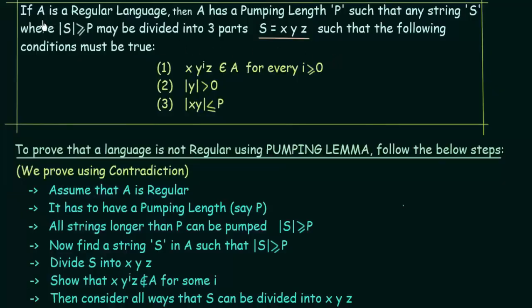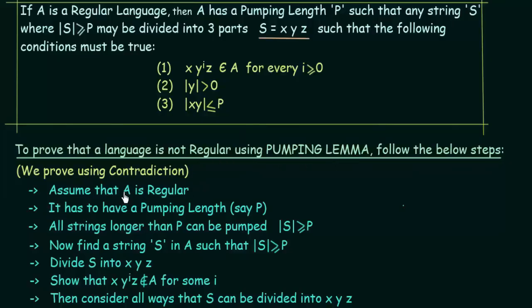It says that if a language is regular, then it needs to have a pumping length, let's say p, such that any string whose length is greater than or equal to p may be divided into three parts x, y and z such that all these three conditions should be satisfied. I've already discussed this in the last lecture, so I will not be discussing this again. So let us go straight to the steps that we need to follow in order to prove this.